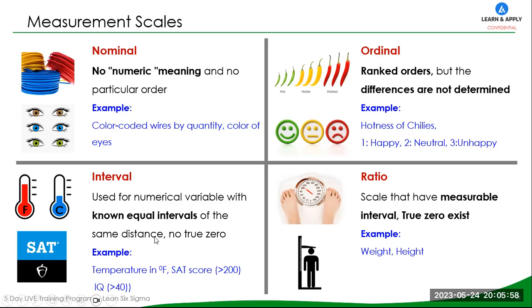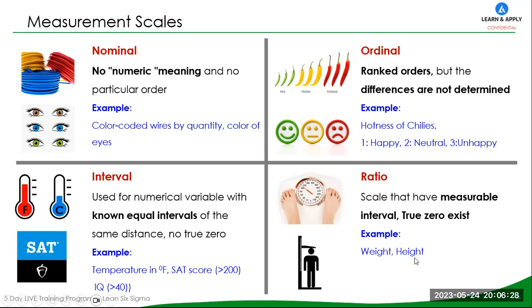Interval data has slots, and every slot has some importance. Interval data also has both negative and positive values, for example, temperature. Whereas ratio data also has steps or intervals, but in this case a true zero exists. That means it starts exactly from zero. For example, weight cannot be negative. It is always positive.